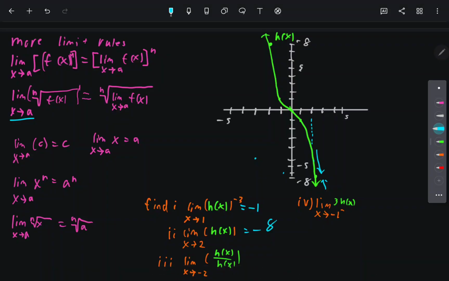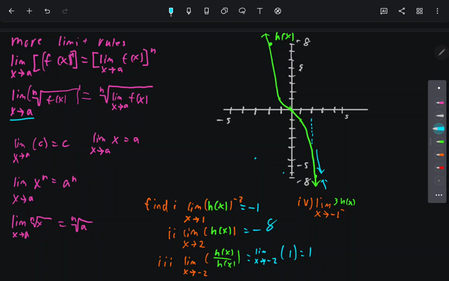Alright. This one I kind of did a little trick, because a function divided by itself, no matter its value, is always going to be equal to 1. So we will get this limit as x approaches negative 2 of 1. Well, we know that a limit as x approaches something of a constant is just a constant, so that's equal to 1.